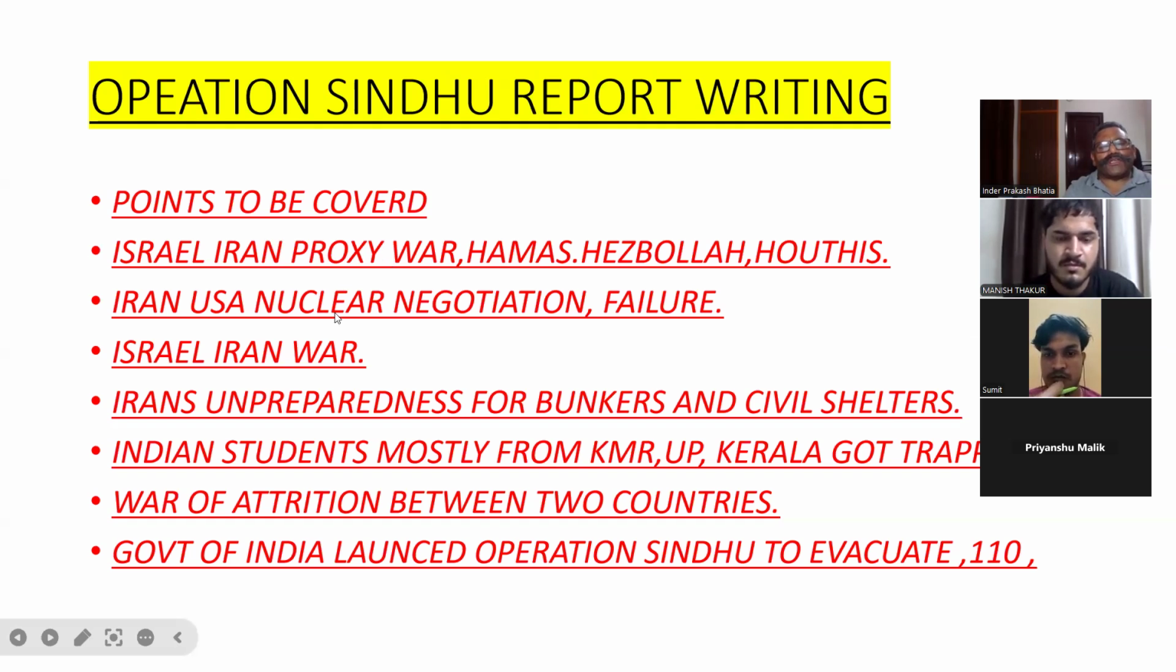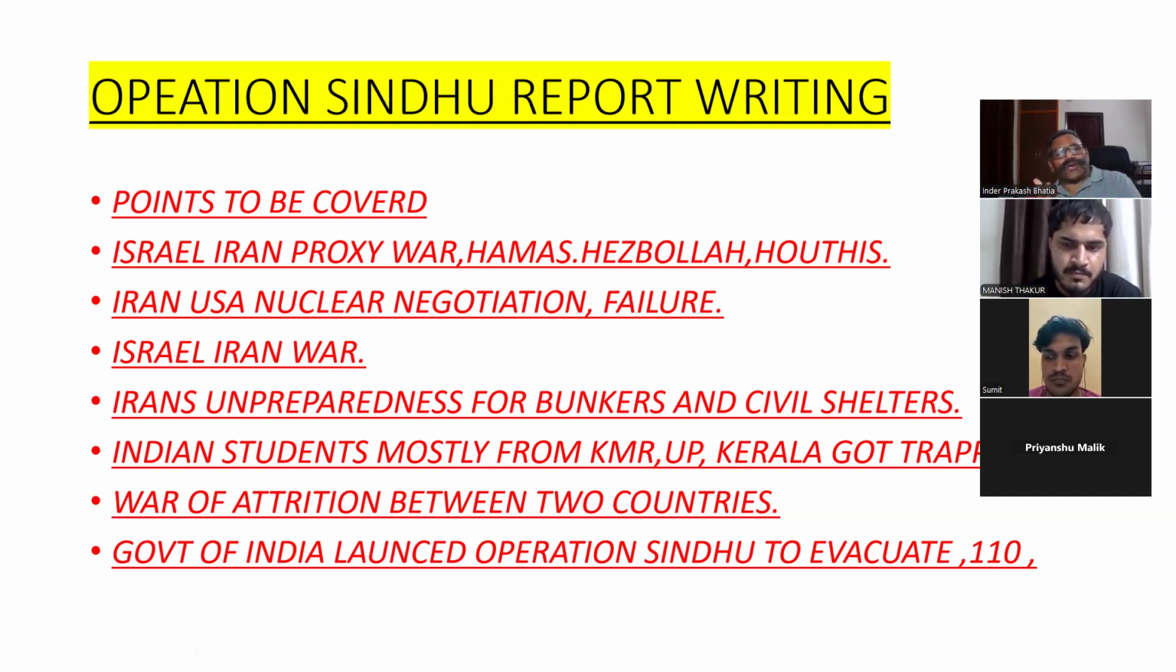So these two reasons, the Israel-Iran proxy war and the Iran-USA nuclear negotiation failure, led to the Israel-Iran war. Last year, if you remember, when Hamas attacked Israel on 7th October, it is now going to be 2 years this October. At that time also there was a short flare-up between Israel and Iran. But at that time also major powers came into the picture and things got de-escalated.